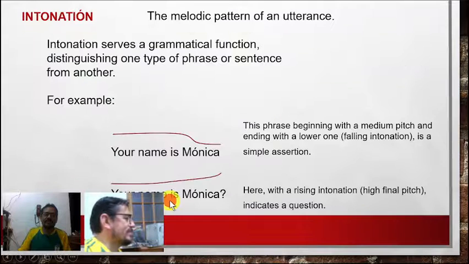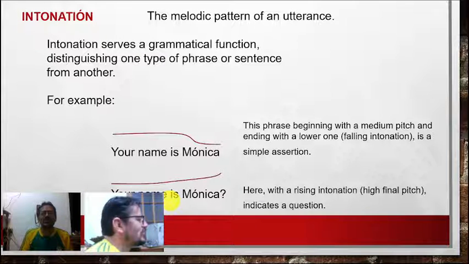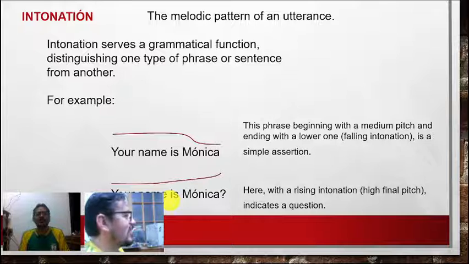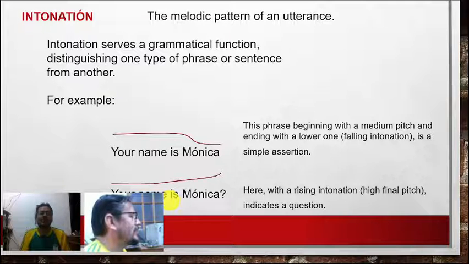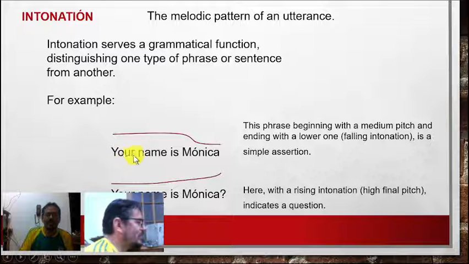Okay, let's finish with intonation. Intonation is the melodic pattern of an utterance. Intonation serves a grammatical function, distinguishing one type of phrase or sentence from another. For example, this phrase: your name is Monica.